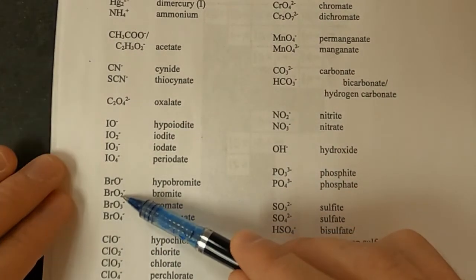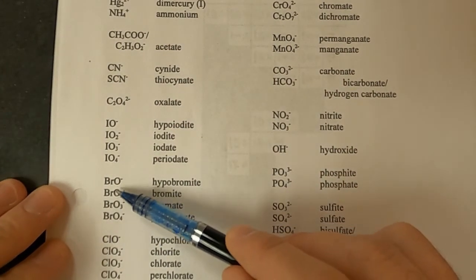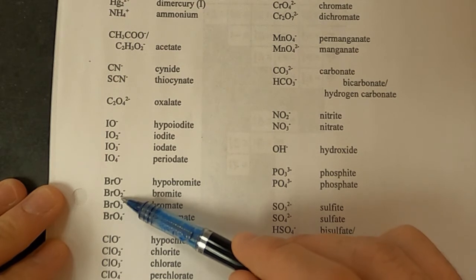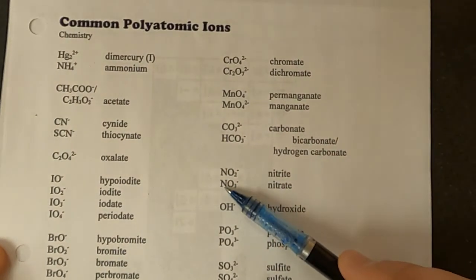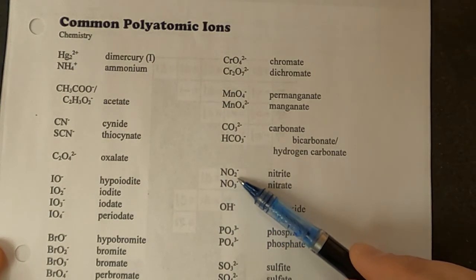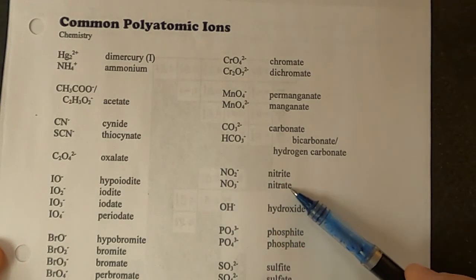The subscript, remember, is different from the number on the charge. So this is BrO2, that means 2 oxygens, and it has a 1- charge. Or here, NO3 has a 1- charge, and it's called nitrate.